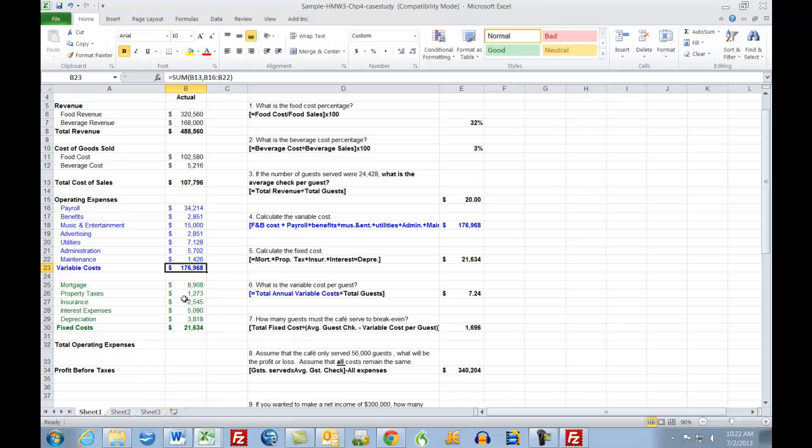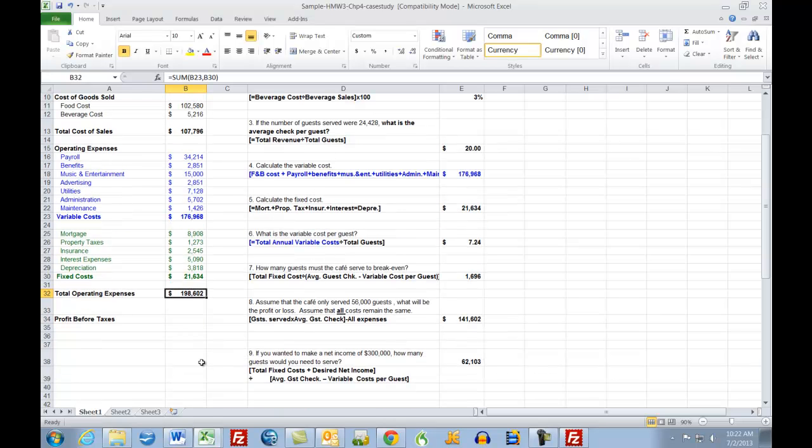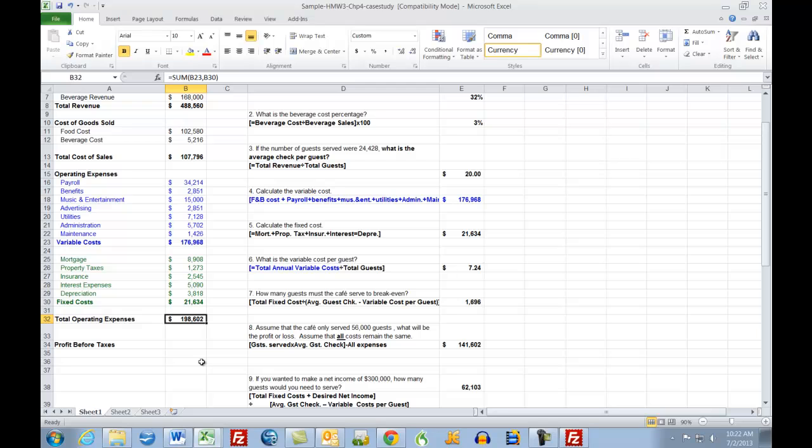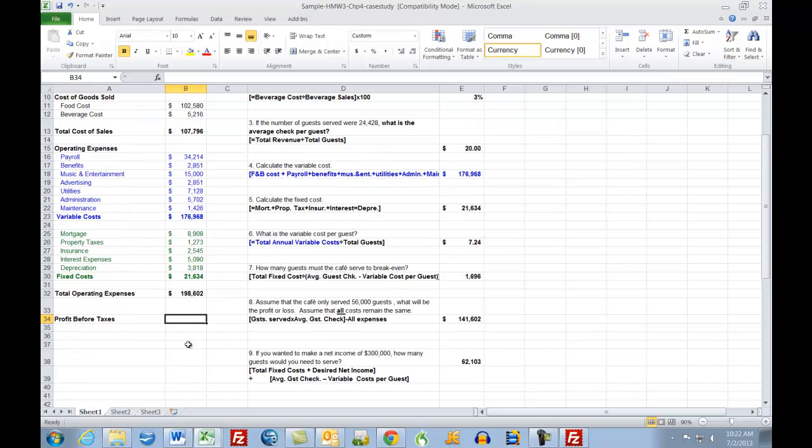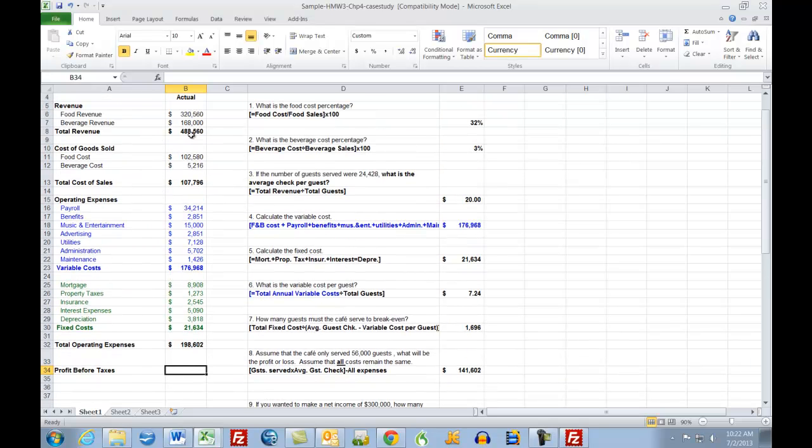176,968 plus 21,634. So let's go ahead and add up those two amounts. So this should be our new total operating costs. Now our profit before taxes should basically be our total revenue minus all of our costs and expenses.